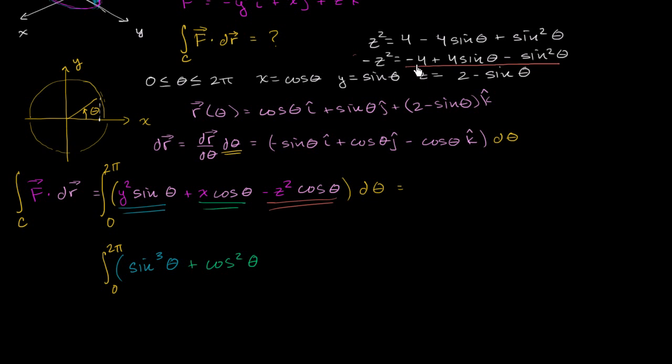So it's going to be negative 4 cosine theta plus 4 cosine theta sine theta, and then minus cosine theta sine squared theta. And looks like we're done, at least for this step, d theta. And so now we just have to evaluate this integral.